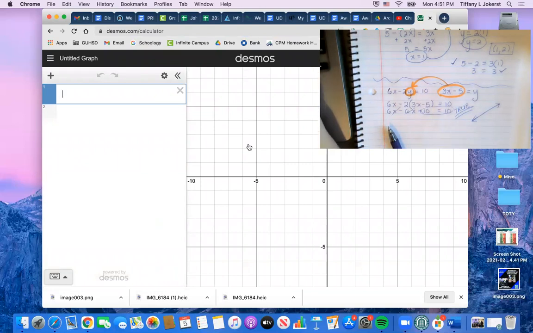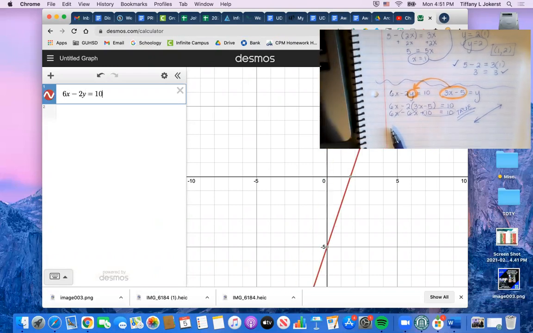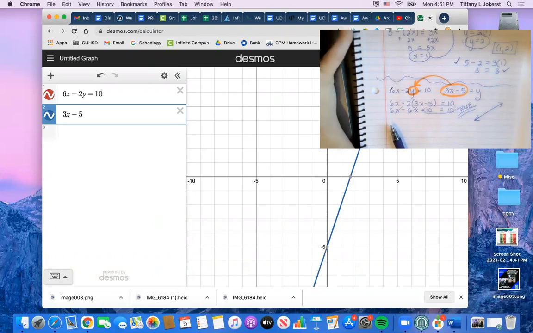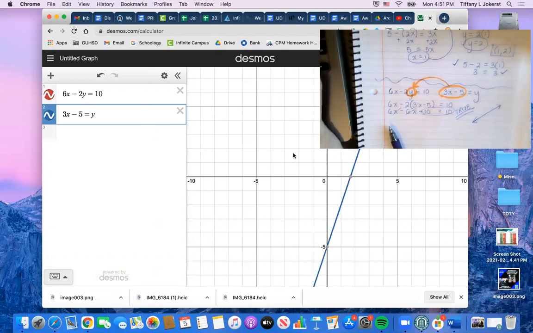So for my first one, I'm going to just keep them in standard form in here just to make my life easier. 6x minus 2y equals 10. Okay. These should be overlapping lines. 3x minus 5 equals y. And look at that. I can go back and forth and you see how they're the same line. So everything works. All solutions work for this.